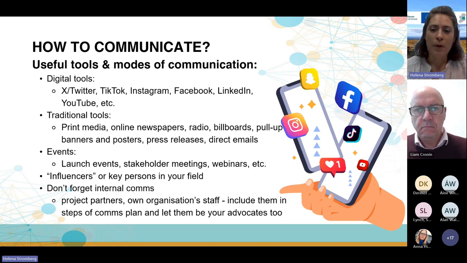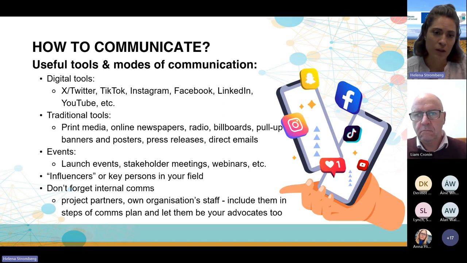And another key one here is don't forget your internal communications. Your own organizational staff and your project partners are definitely key here. So keep them engaged at all the steps in your project.